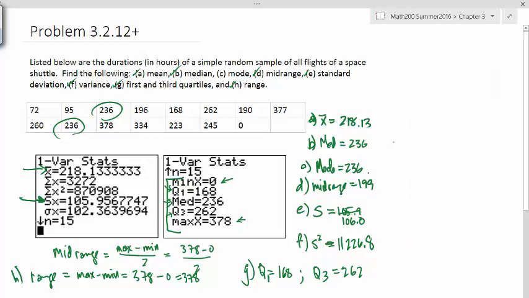Okay, so here are a handful of descriptive statistics, and we used our calculator to get our answers very quickly. I hope that helps.